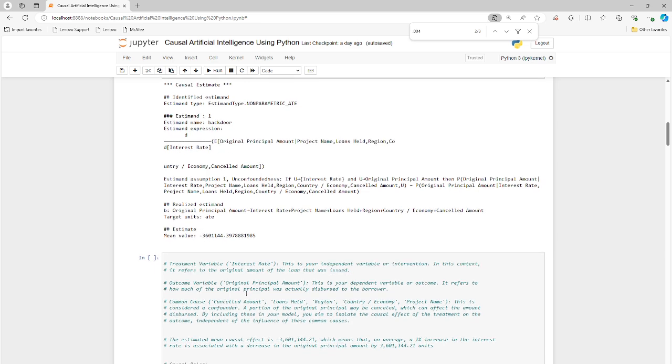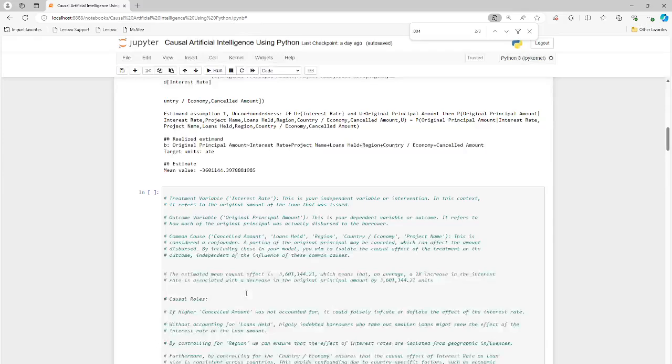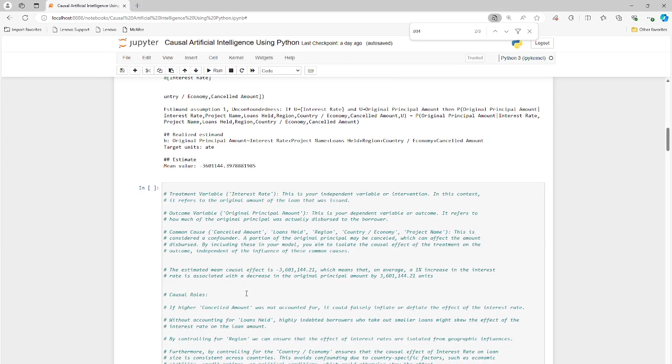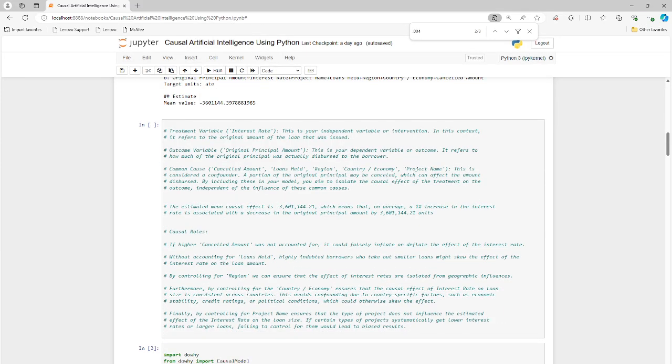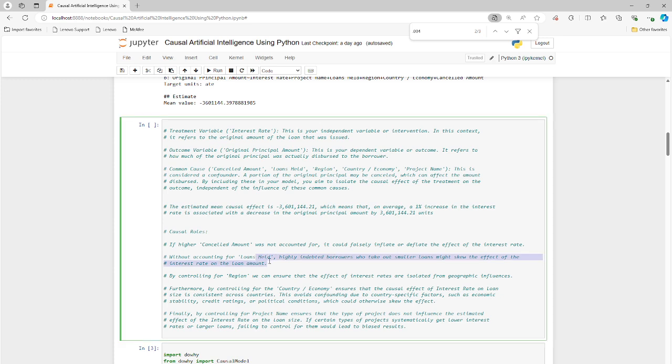So let's go down here just a little bit. I have more information in my notes. This is all very useful, very interesting. If the higher canceled amount was not accounted for, it could be falsely inflating or deflating the effect of the interest rate. So that's why you're using this as a common cause, right? We're also controlling and accounting for the loans held. This can affect smaller loans, and this could skew the effects on the interest rate or the loan amount, right? We don't want to have influences or biases on this, so we're going to control that.